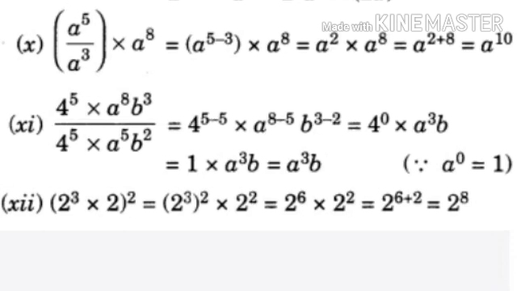Now 12th, 2^3 × (2)^2 in bracket, whole to the power 2, is equal to (2^3)^2 × 2^2. 3 × 2 is 6, so 2^6 × 2^2. We can add the powers because bases are the same. So 2^(6+2) is equal to 2^8.